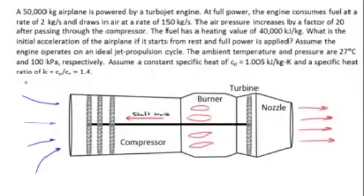So in this problem, we've got a 50,000 kilogram airplane. It's powered by a turbojet engine, and the engine draws in fuel at 2 kilograms a second. It draws in air at 150 kilograms per second, and as the air passes through the compressor, the pressure is increased by a factor of 20.